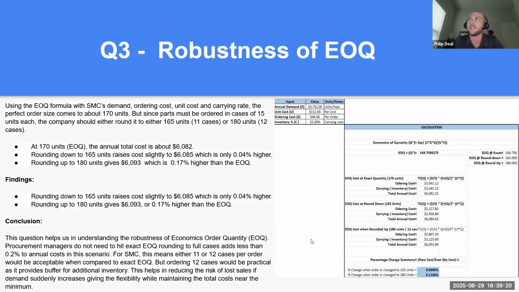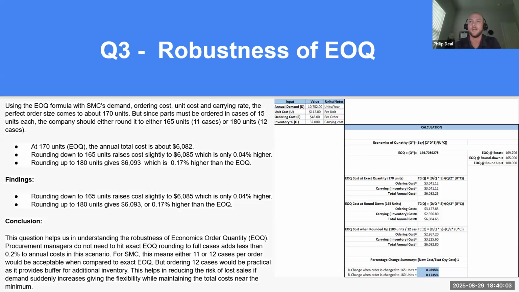The robustness of EOQ: using the EOQ formula, the perfect size is 170 units, but since parts are ordered in cases of 15 units each, the company should order either about 165 units, which is 11 cases, or 180 units, which is 12 cases. At 170 units, the EOQ annual cost is about $6,082. Rounding down to 165 units raises cost slightly to $6,085, but only 0.04% higher. Rounding up to 180 units gives $6,093, which is 0.17% higher than the EOQ.